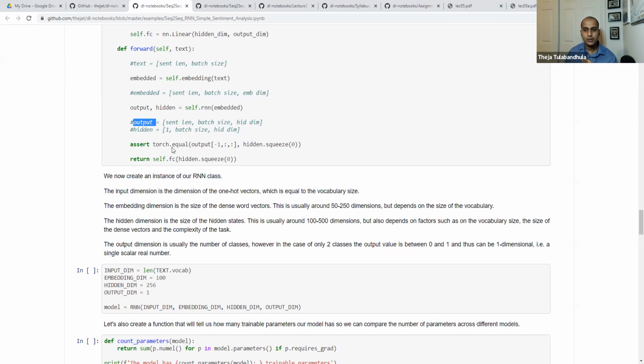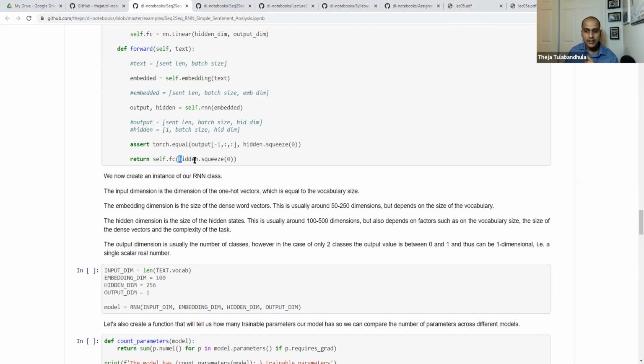Now this output, you need to pass it through a fully connected layer to get to, for example, the 4-dimensional vector that we saw in the example, the character language model. Here's some extra assertion, but let's not worry about it. Here we're just doing sentiment analysis, so we only care about the last output. The last output is basically the hidden. So we're just checking that the last output is actually the hidden vector. That's what the assertion is.